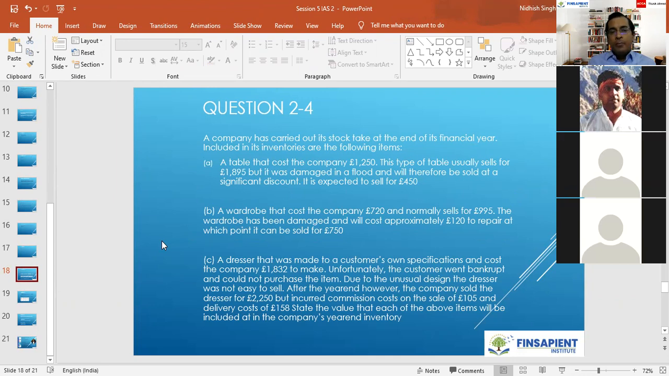Here are 3 questions embedded. We need to calculate what is the fair value of the inventory. Question number A says there is a table costing 1250 pound. This type of table sells for 1895 generally, but it was damaged in the flood and therefore will be sold at discount. Now it is expected to sell for 450. What is the cost of this inventory? And is there any other number that we should recognize in the primary statement?